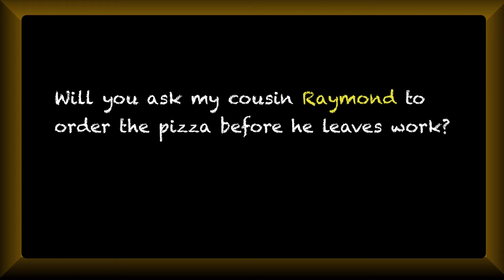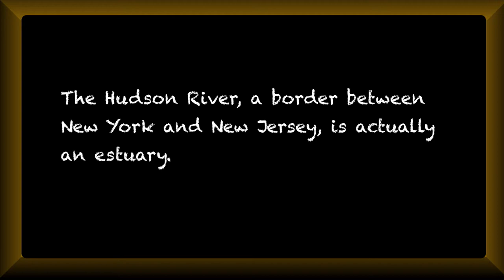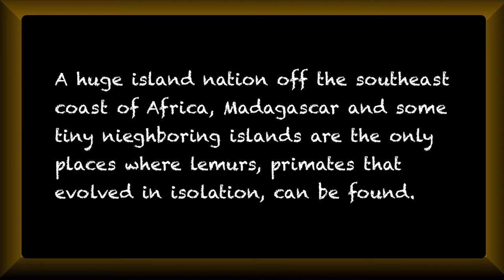The Hudson River, a border between New York and New Jersey, is actually an estuary. A huge island nation off the southeast coast of Africa, Madagascar and some tiny neighboring islands are the only places where lemurs, primates that evolved in isolation, can be found.